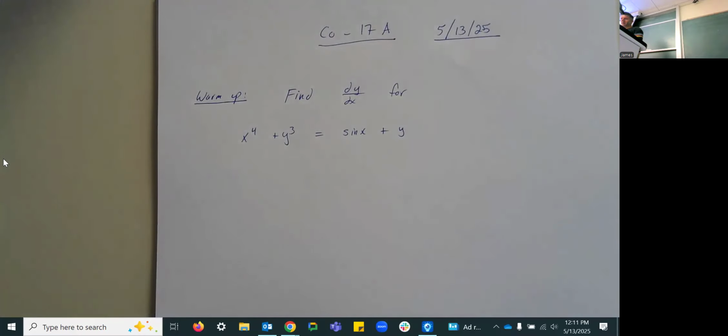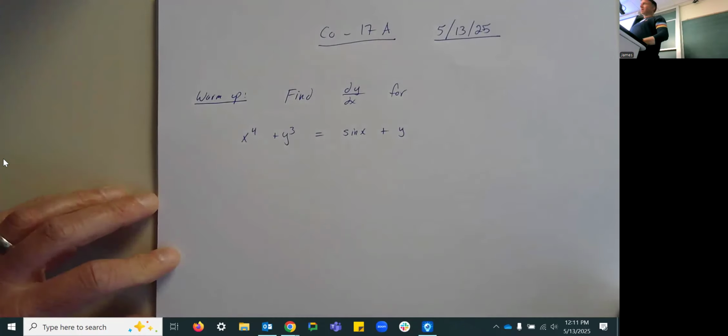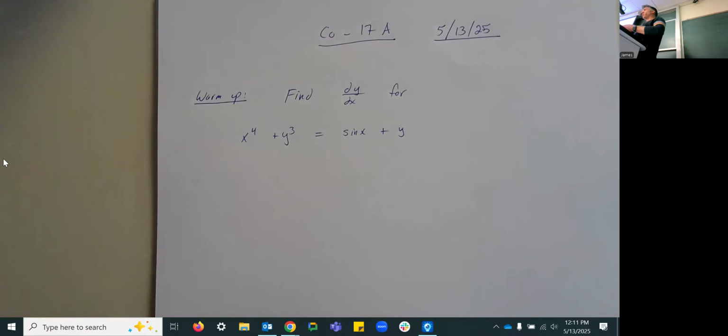All right, let's go ahead and get started. So we're starting off with some more implicit differentiation. Again, these are equations where you have usually x and y mixed up together, and you typically can't solve for y. This one you might be able to solve for y, but it would be terrible to do. And that's not the point.